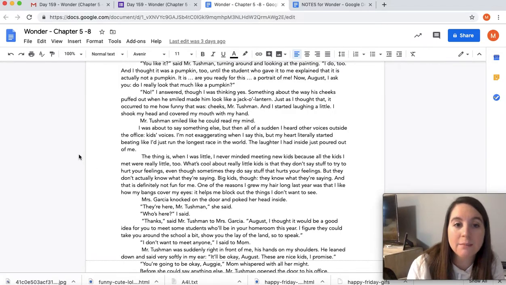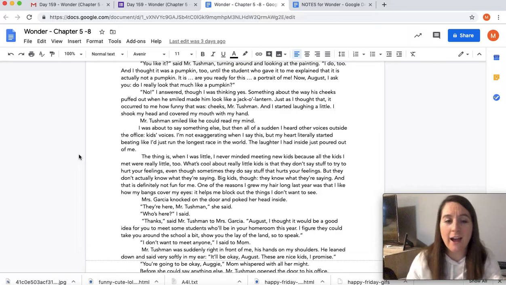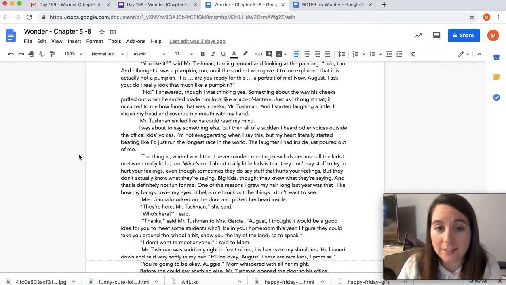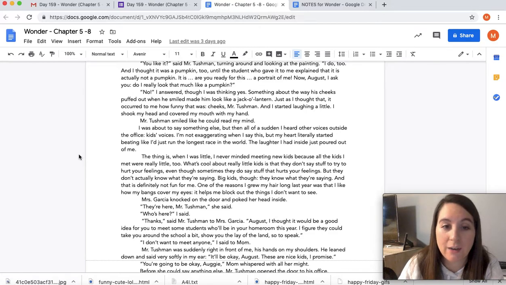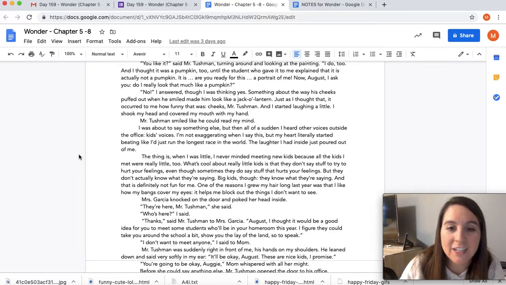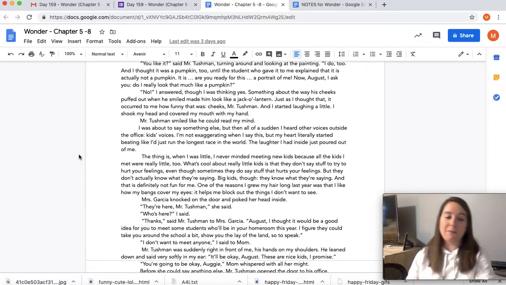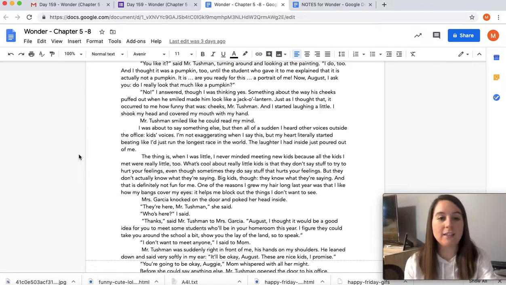You like it? Said Mr. Tushman, turning around looking at the painting. I do too. And I thought it was a pumpkin too, until the student who gave it to me explained that it's actually not a pumpkin. It's, are you ready for this? A portrait of me. Now, August, I ask you, do I really look like a pumpkin? No, I answered, though I was thinking yes. Something about the way his cheeks puffed out when he smiled made him look like a jack-o'-lantern. Just as I thought that, it occurred to me how funny that was. Cheeks, Mr. Tushman. And I started laughing a little. I shook my head and covered my mouth with my hand. Mr. Tushman smiled like he could read my mind.